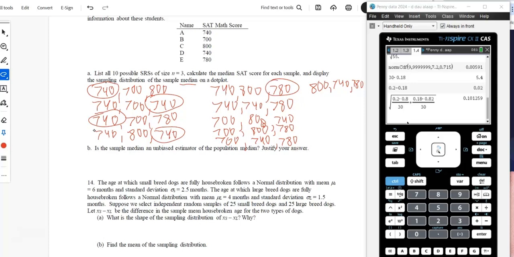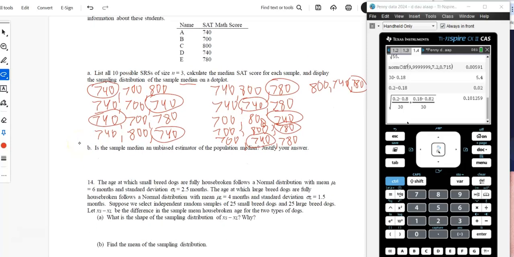780 is the middle here. 740 is the middle here. 740 is the middle here. 780 is the middle here. 740, I think. 780, I believe. So a lot of 740s. I think there's 3 780s and 7 740s. So then you're supposed to put it on a dot plot.